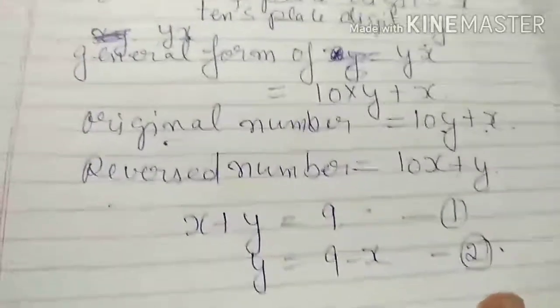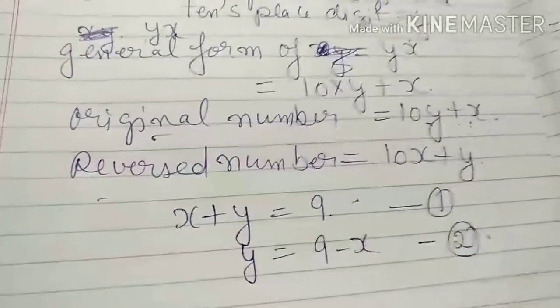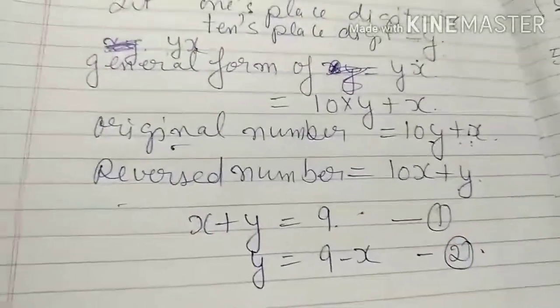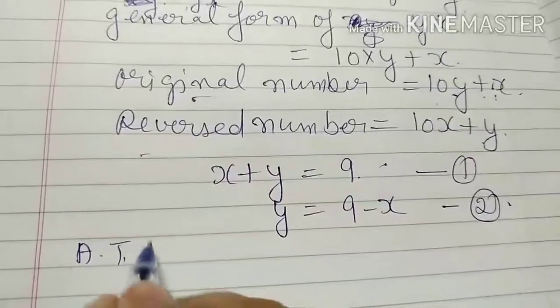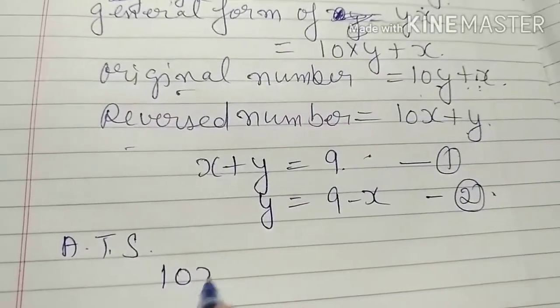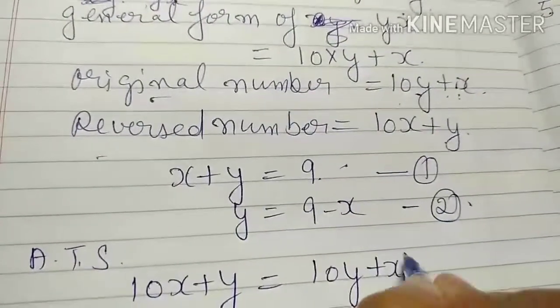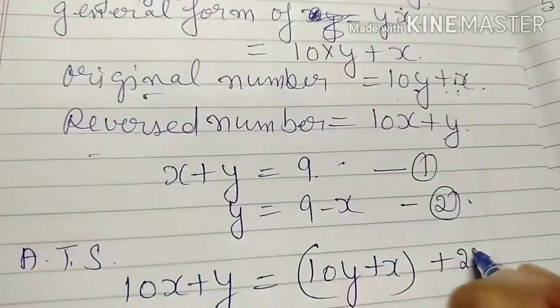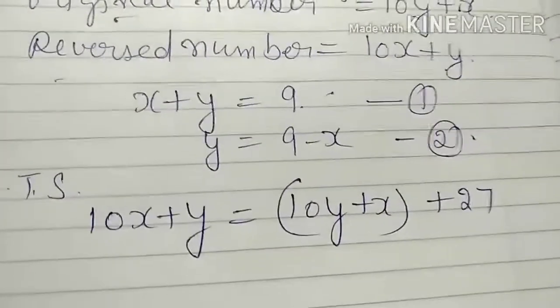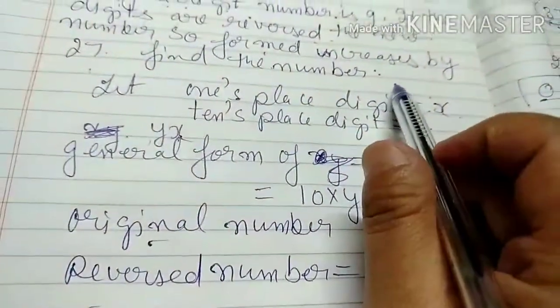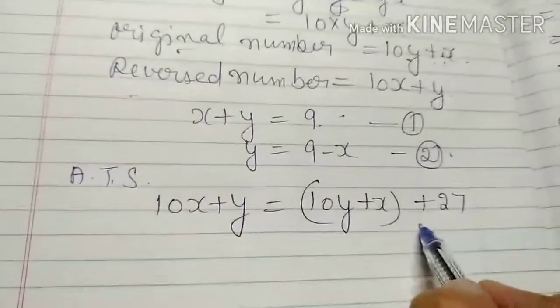Now according to the statement, it is written that if I add 27 to this original number, it becomes equal to the reverse number. Then according to the statement, reverse number is equal to the original number plus 27. Suppose in your question, in place of increases, it was written decreases. That means you have to subtract here.